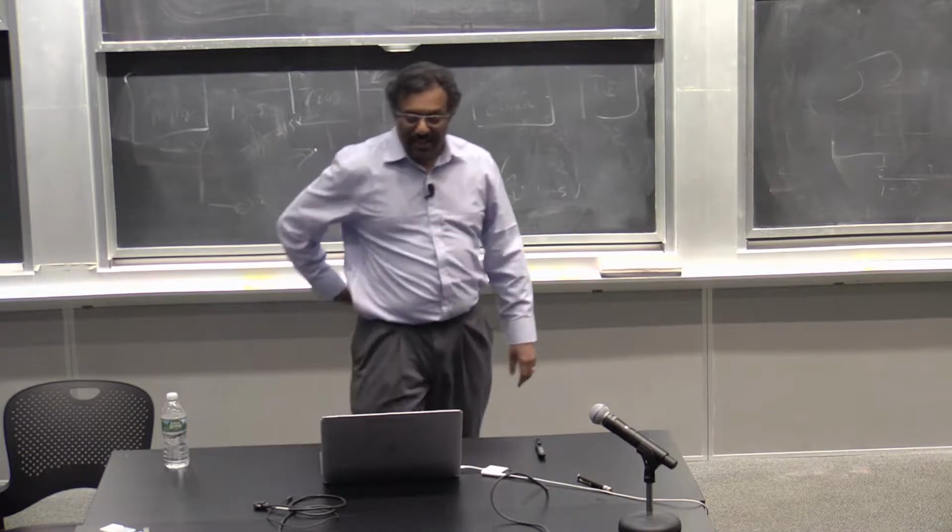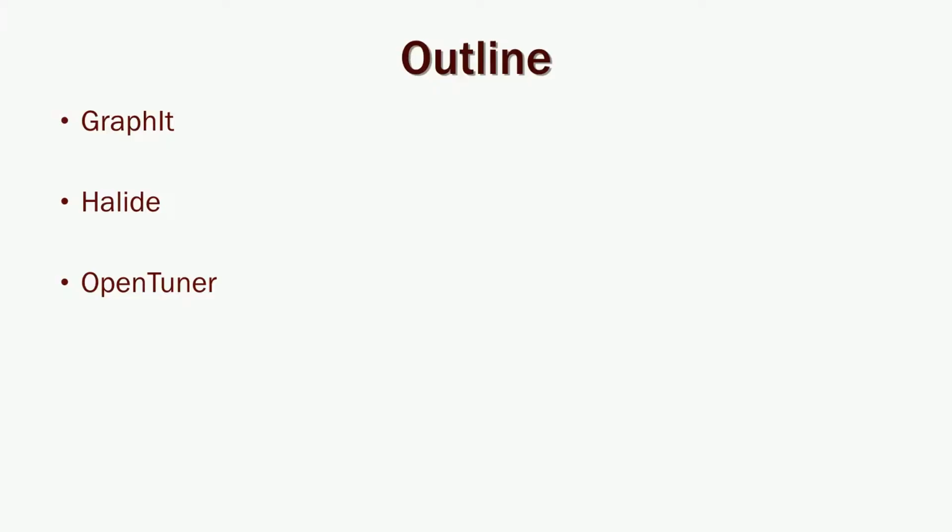So I'm going to talk about 3 parts in here. One is 3 different programming languages in here, domain-specific languages. GraphIt, Halide, and then OpenTuner, which is not just a language, but a framework in here. And between GraphIt and Halide, you will see some patterns, and then we'll see whether you found the pattern that we are working on in here.